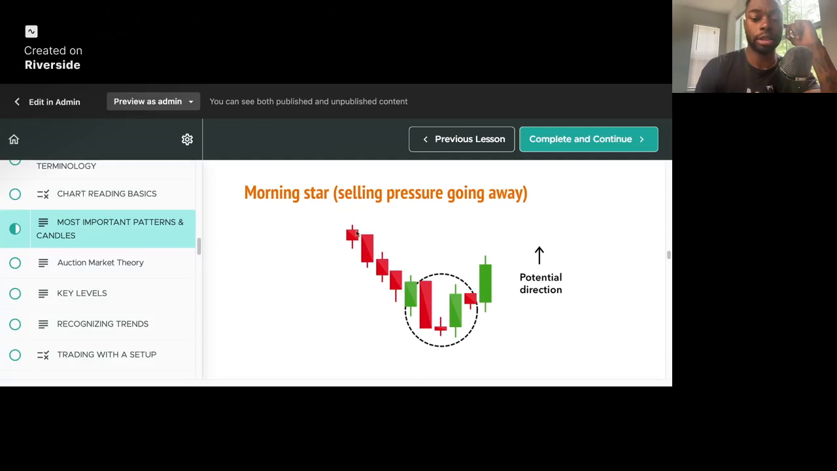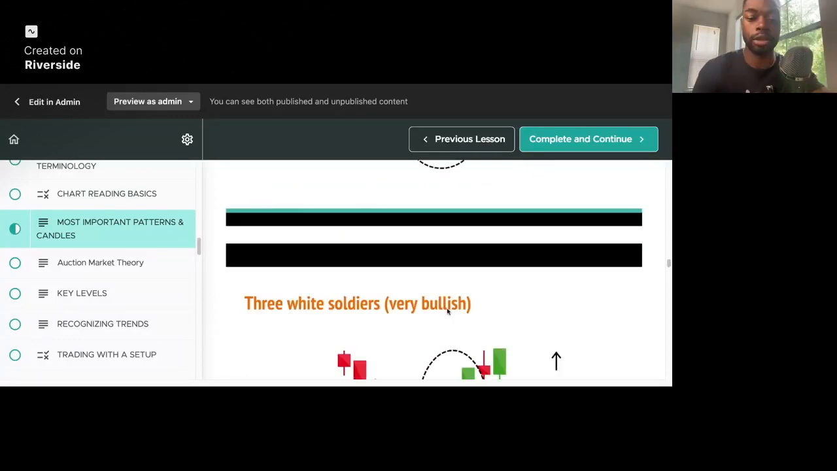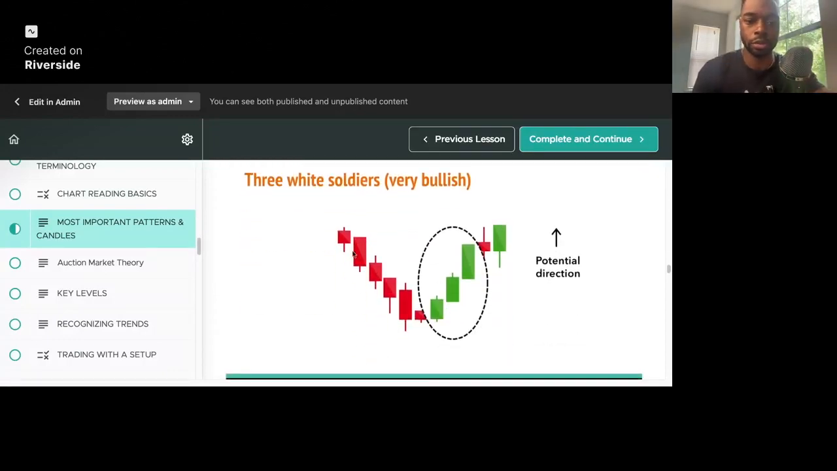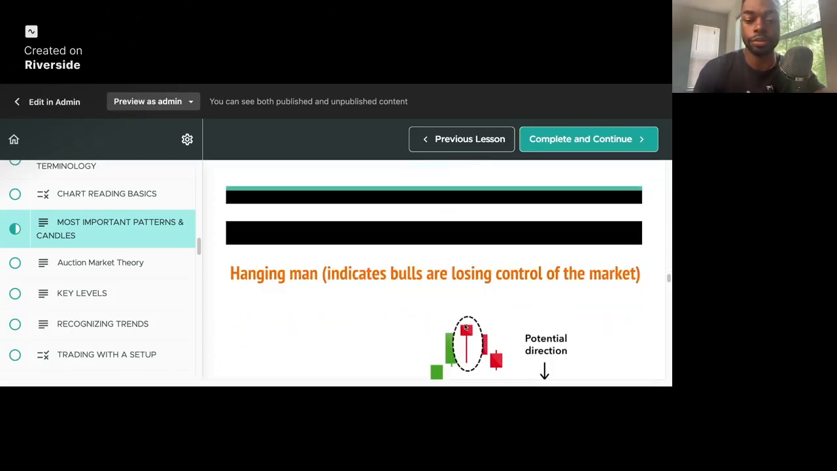And then a morning star is after a downtrend, you get this really small doji. It's a morning star doji is what it's called. And it's telling you that selling pressure is going away because you're not getting these big red bars pushing down anymore. Now you're getting smaller red bars, which means your sellers are probably going away and you're getting buyers stepping in, which is pushing price up. And then three white soldiers is very bullish, and that's where you have these three big green bars.